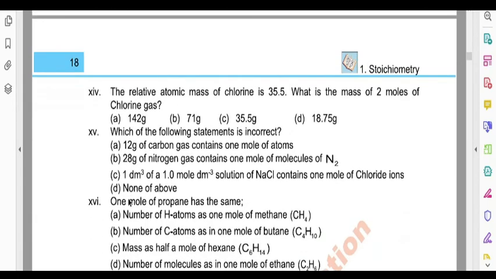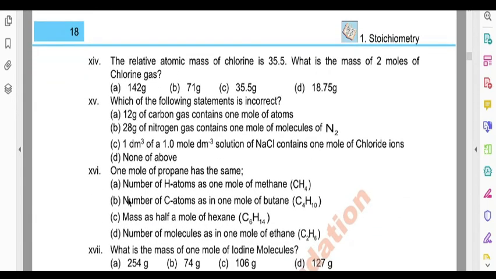Question number 15. Which of the following statements is incorrect? Which means that 3 of them would be correct and 1 of them would be incorrect. So 12 grams of carbon contains 1 mole of atoms. Okay. 28 grams of nitrogen gas contains 1 mole of nitrogen molecules. Okay. 1 dm cube of a 1 mole per decimeter solution of sodium chloride contains 1 mole of chloride ions.